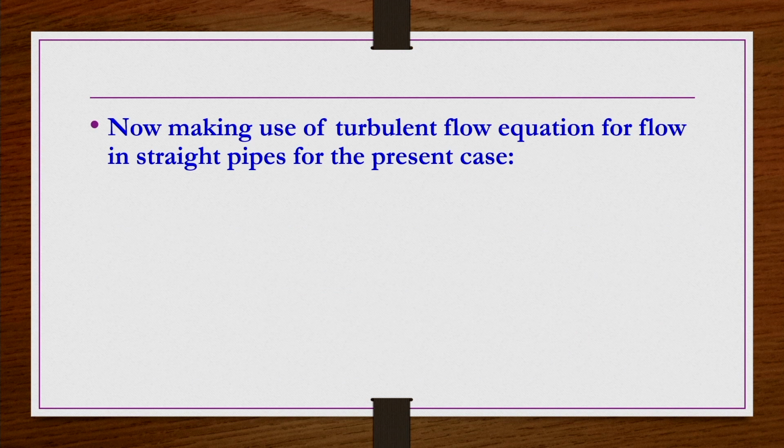So, now making use of the turbulent flow equation for flow in straight pipes for the present case. We have the friction factor expression f is equal to tau_w by half rho V square for flow through pipes. So, this one we can write tau_w as minus delta P by L times R by 2, where R is the size of the pipe, divided by rho V square. So, that means there is a relation between f and minus delta P by L.